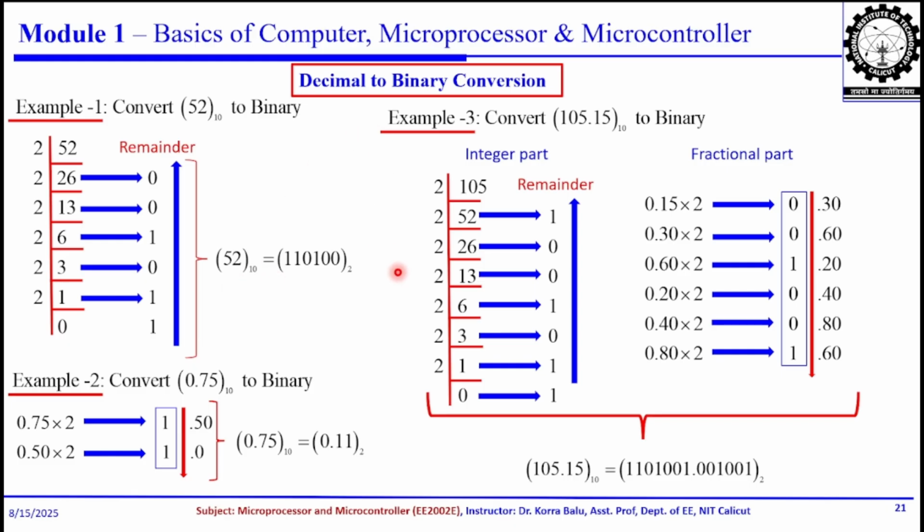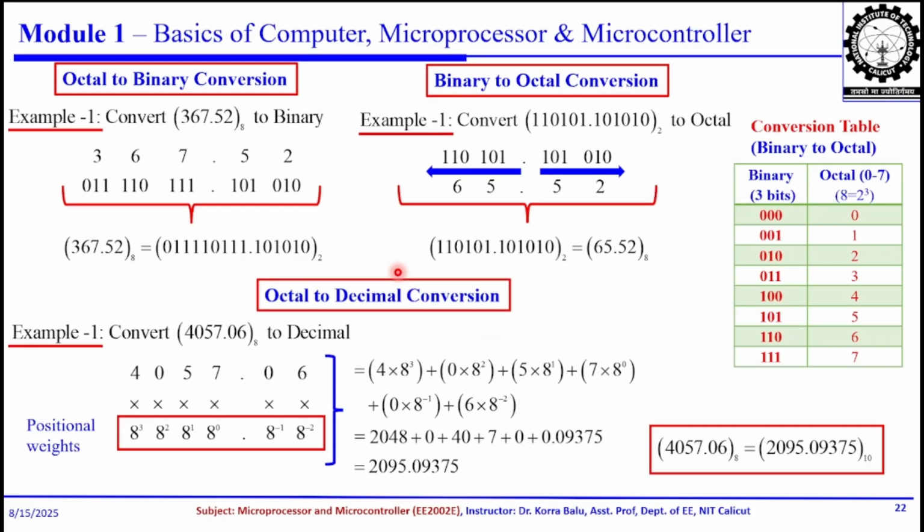Like that, each and every system I have explained here: decimal to binary conversion, octal to binary conversion, binary to octal conversion, and octal to decimal conversion. See, here octal to binary conversion is very easy because the octal system has a conversion table and the binary system has a conversion table. You can see the conversion table here. My binary is 3 bits. We have the representation of 0 to 7, and 8 is equal to 2 to the power of 3. 0 is equal to 000, 1 is equal to 001, 2 is equal to 010, 3 is equal to 011, 4 is equal to 100, like that. If I map this, the octal number system is there.